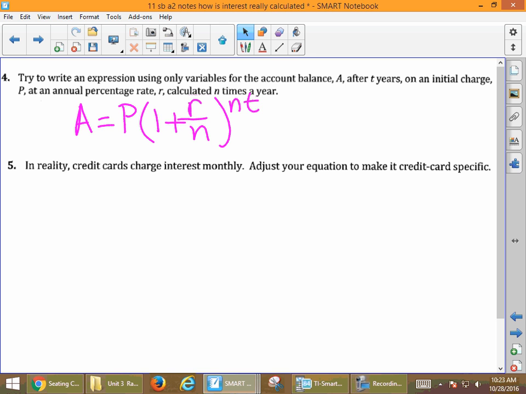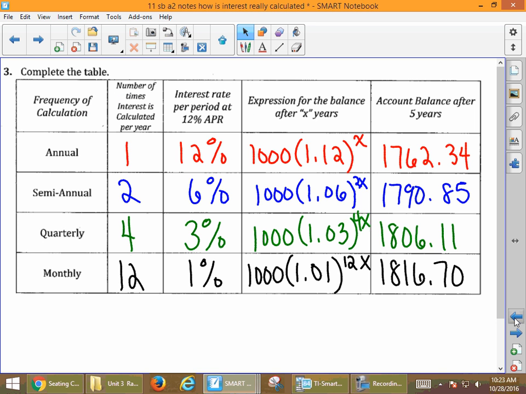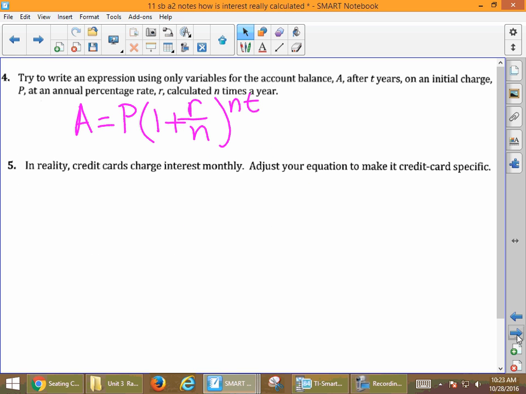But what happens here, if you look back at that table, the credit cards want to make as much money as possible. And because all of these involve the same amount, the $1,000 and the APR of 12%, the way they're going to make the most money is if they charge monthly. So that's what they do. How am I going to make the most money? I'm going to charge monthly.